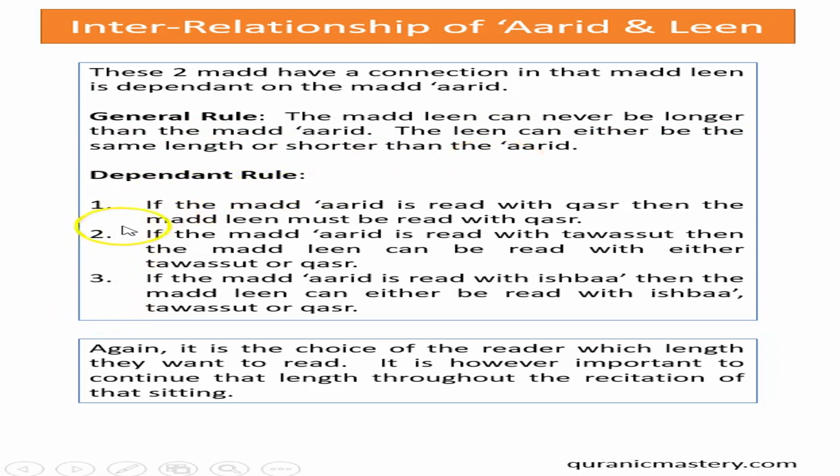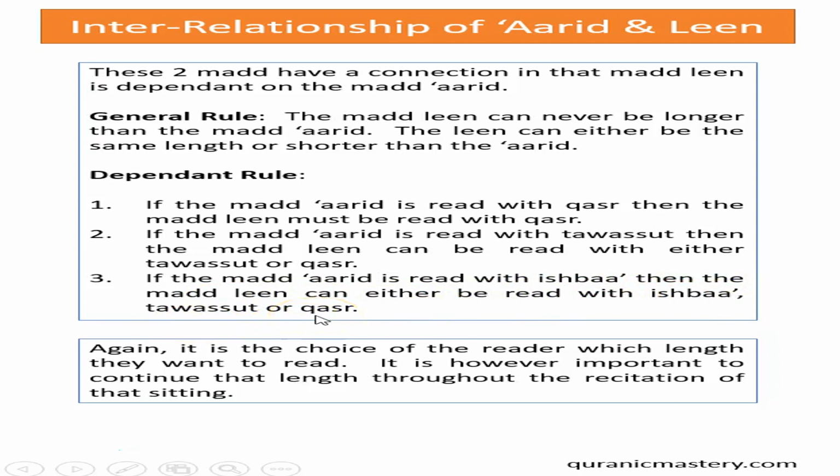So there's three possibilities. Number one, if the mad arid is read with qasr, then the mad leen must also be read with qasr only. So if it's qasr, which is 2 harakat, then the mad leen must only ever be read with 2 harakat. Number two, if the mad arid is read with tawassut, then the mad leen can be read with either tawassut or qasr. So again, tawassut mad arid, then the same length tawassut or qasr, which is shorter. And the third possibility is that if the mad arid is read with ishba', which is tul, then the mad leen can either be read with ishba', tawassut or qasr.